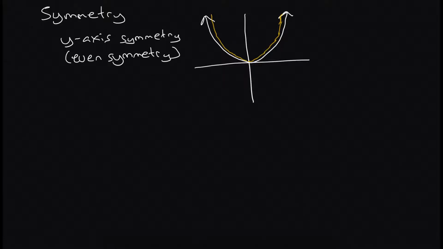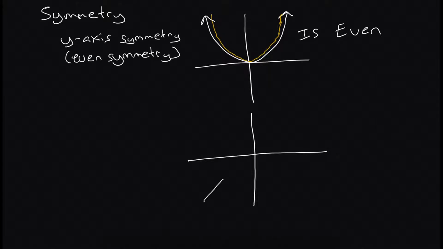Now, actually let's label that. This function here is even, or it does have y-axis symmetry, however you'd like to say that. On the other hand, let's look at something that does not have y-axis symmetry. I just gave it away, but that's okay. Maybe something, let's just do a basic line.